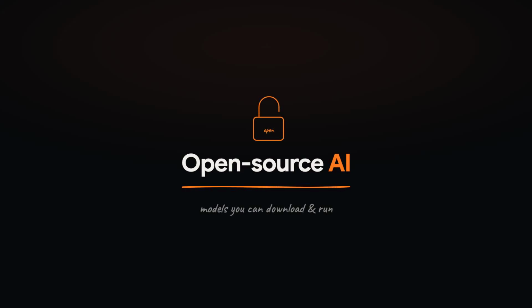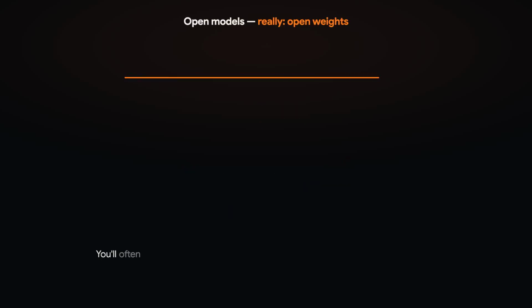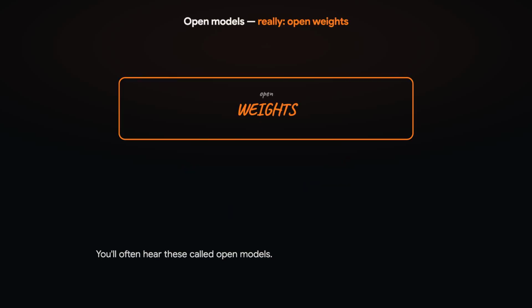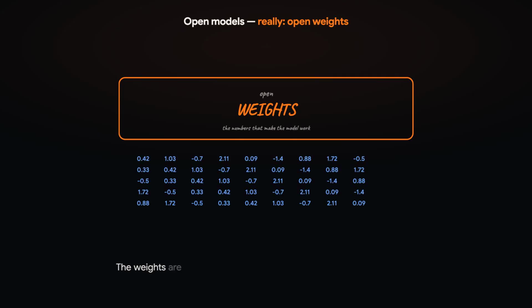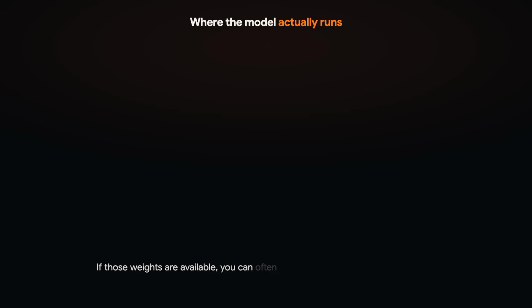Let's talk about open source AI today, and more specifically, the models you can download and run yourself. You'll often hear these called open models. More precisely, many are open weight models. The weights are the learned numerical values that make the model work. If those weights are available, you can often download and run the model yourself.